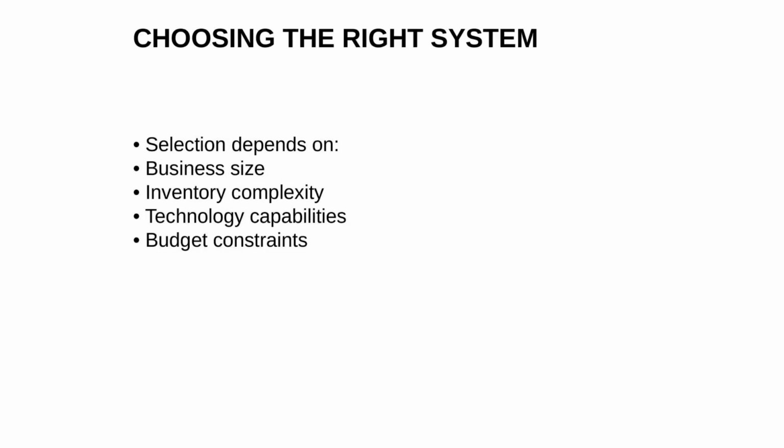Choosing the right inventory control system depends on business size, inventory complexity, technology capabilities, and budget constraints. A small operation with few SKUs may succeed with a simpler system, while a large omnichannel business needs real-time integration. Many companies adopt hybrid approaches, combining, for example, perpetual tracking in key locations with periodic audits for verification.